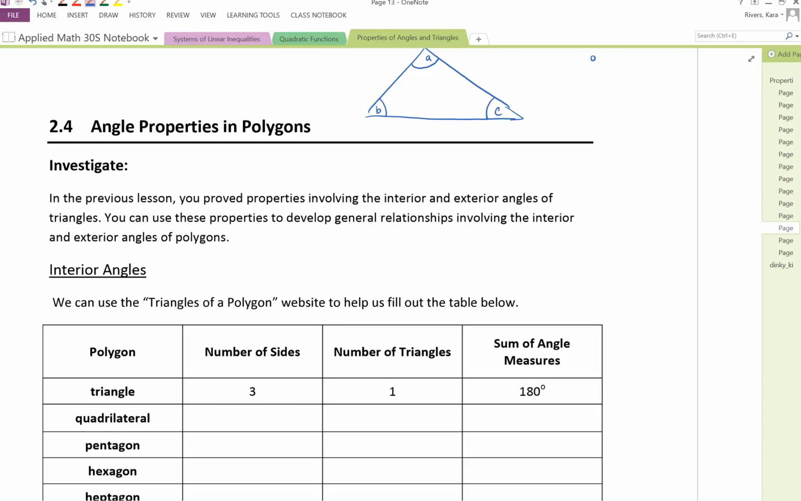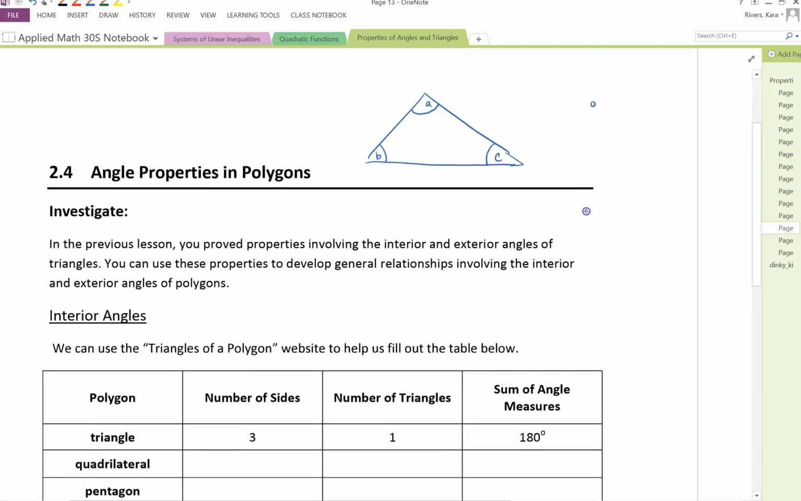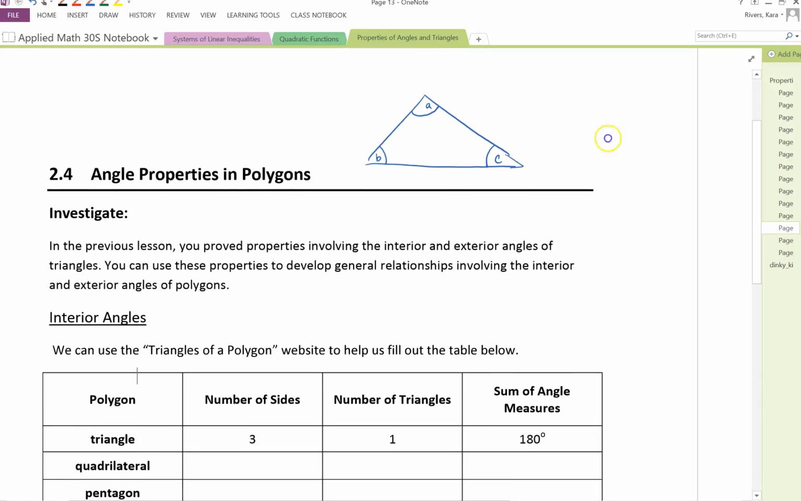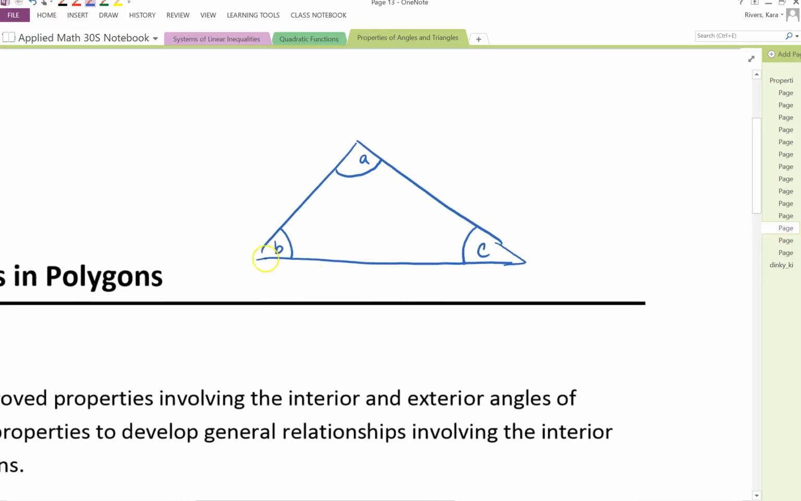In this lesson, we're going to learn about angle properties in polygons. Now, a polygon is just a shape with many sides, and the first shape I want to look at here is a triangle. In this triangle, we see we have 3 sides, we have 3 angles, and we know from previous lessons that all 3 angles add up to 180 degrees. Now, when we're talking about the angles, we're talking about the interior angles, so the inside angles. A plus B plus C adds up to 180 degrees.